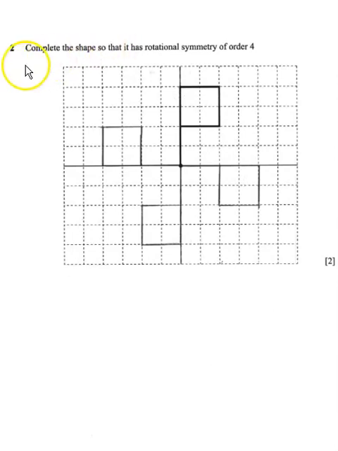So question 2 says complete the shape so that it has rotational symmetry of order 4. This is the one that was drawn on your question sheet. If we put a tracing paper on there, draw this shape, and then spin it from the center, you'll see that this fits in once, twice, 3 times, and then back to the position again. So that has a rotational symmetry of order 4.